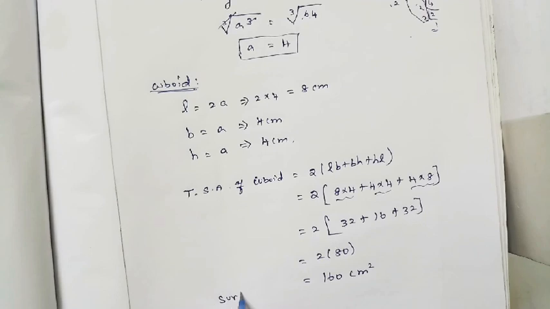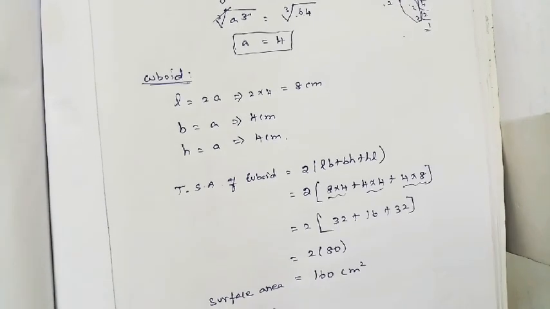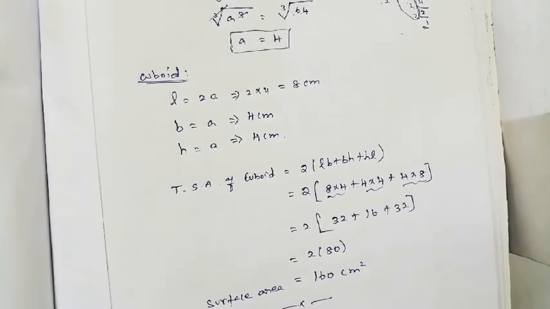Therefore, surface area of the resulting cuboid is equal to 160 centimeters square, right?